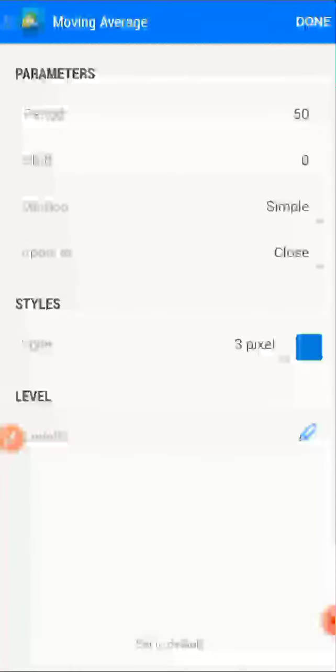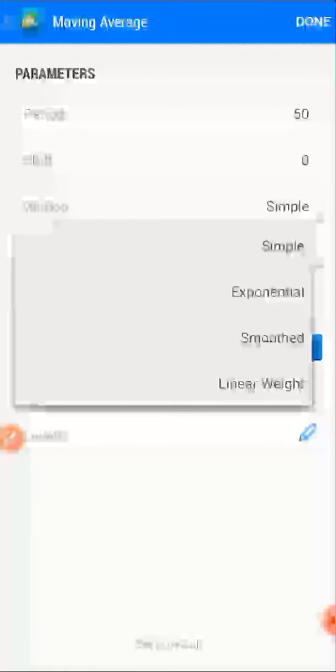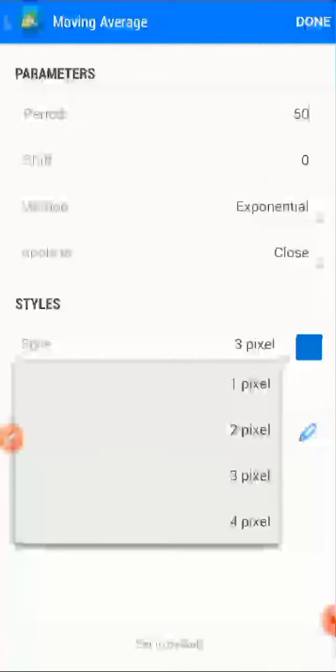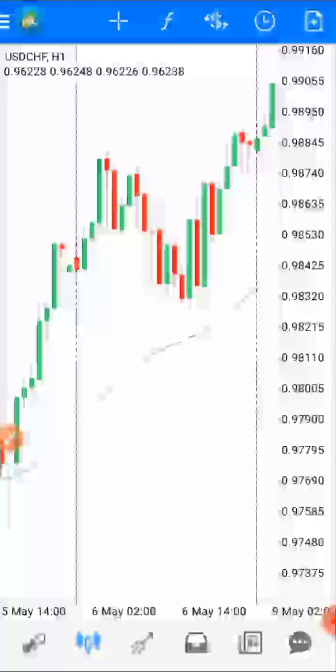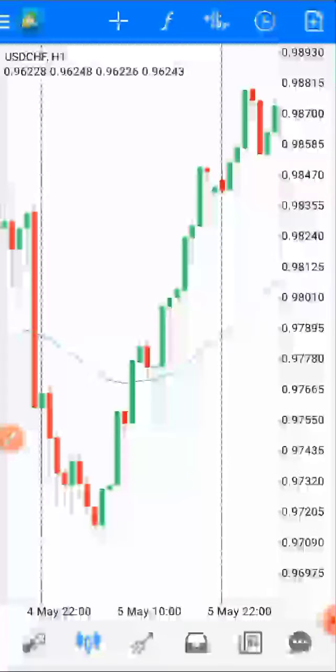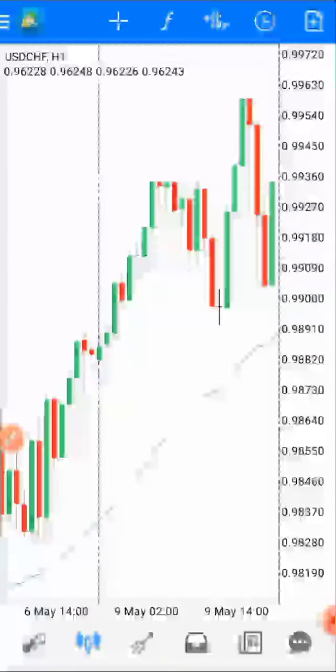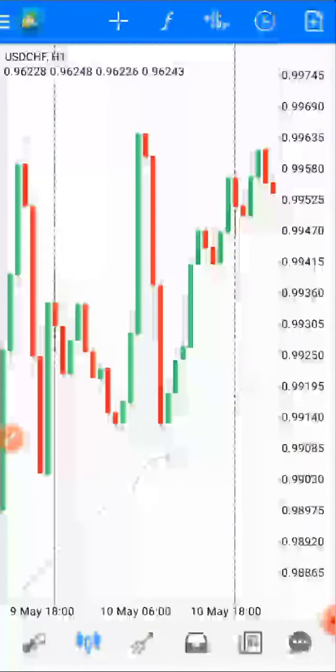And okay, everything set. For method, we have simple moving average, exponential moving average, smoothed moving average, and even weighted moving average. As you can see here, linear weight. Me, I normally use exponential moving average, and I apply it to close. The style is 3 pixels. Let's make it 1 pixel. And okay, everything is done. So we click done up here. Done, and everything is done. This is the 50 exponential moving average on my chart now.